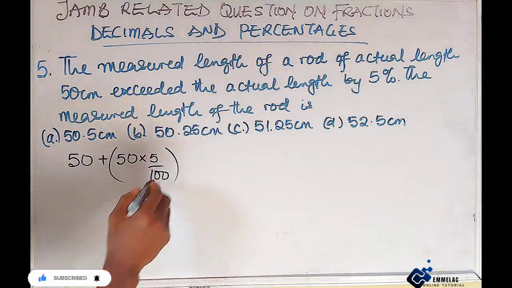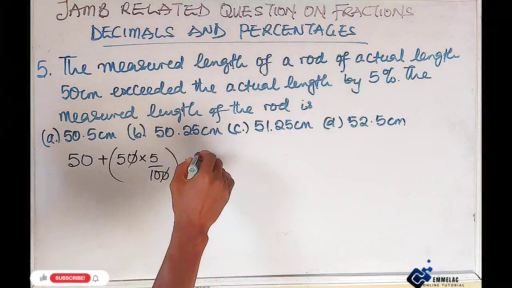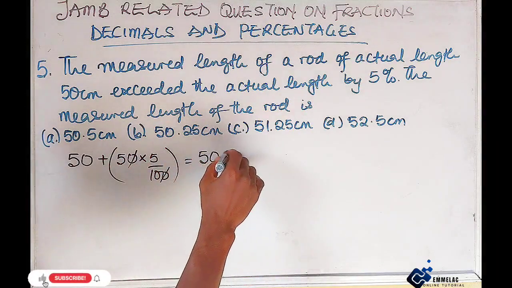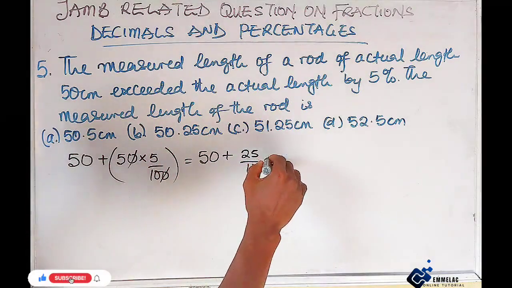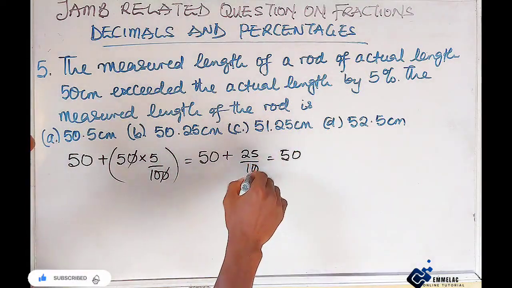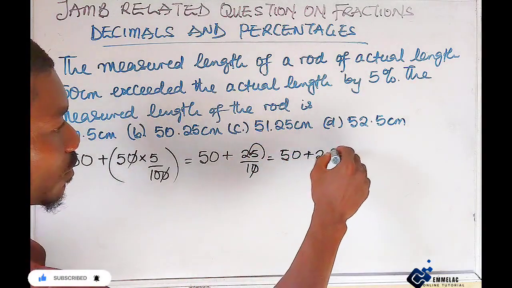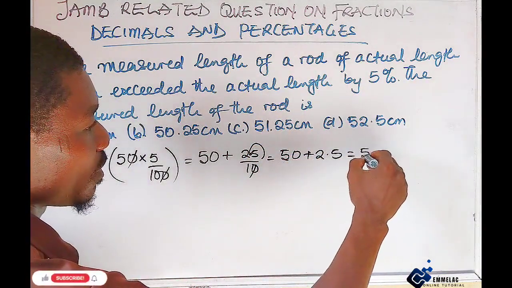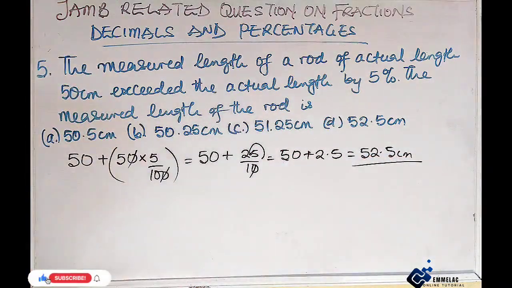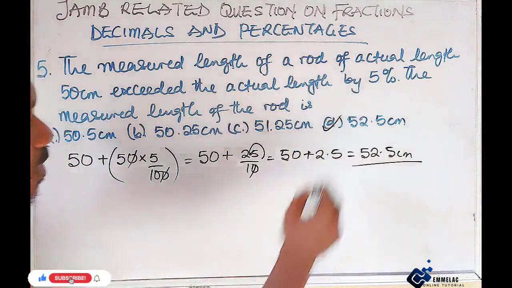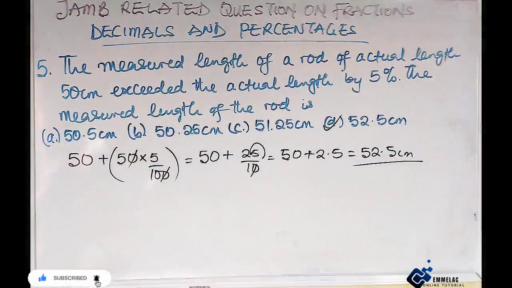So to this end, we can say this will cancel this. So we have 50 now plus 25 all over 10. Now you will just carry your decimal point here. You have plus 2.5, which will end up giving us what? 52.5 centimeters, and that should be option D. All right, thank you. Let us move to number 6.